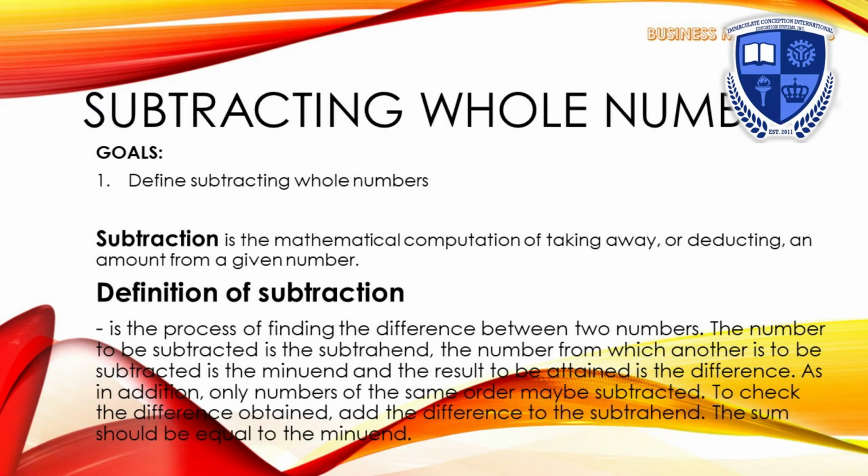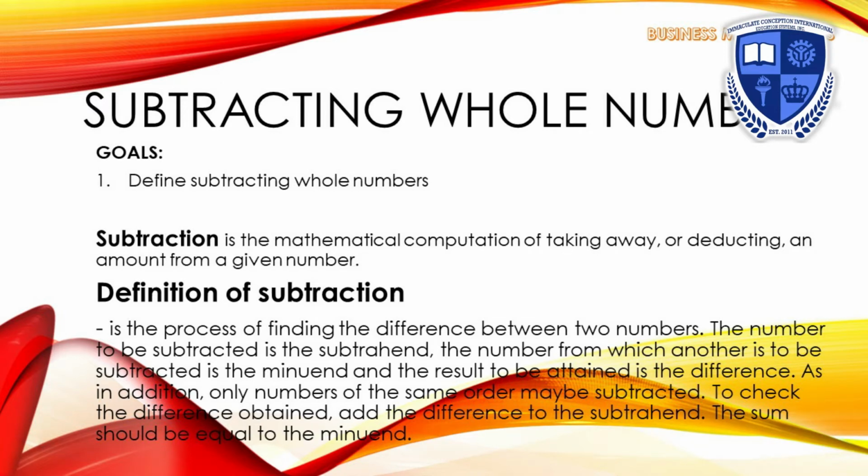As in addition, only numbers of the same order may be subtracted. To check the difference obtained, add the difference to the subtrahend. The sum should be equal to the minuend. In business math, subtraction is the opposite of addition. So let's take a look at subtracting whole numbers.